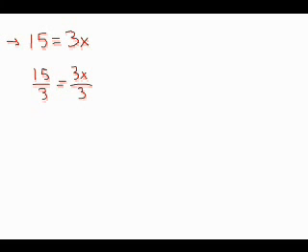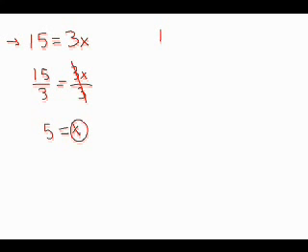And now we've got a case, once again, where we can simplify. Multiplying by 3 and dividing by 3 essentially cancels itself out. In this case, it makes 1. 1 times x is just x. And 15 divided by 3 is 5. So our solution, 5 equals x, is our solution. We've got the answer because we've isolated the variable. We got x by itself.